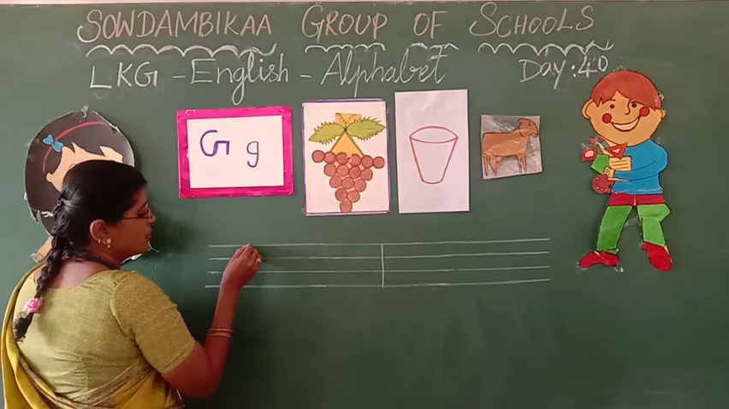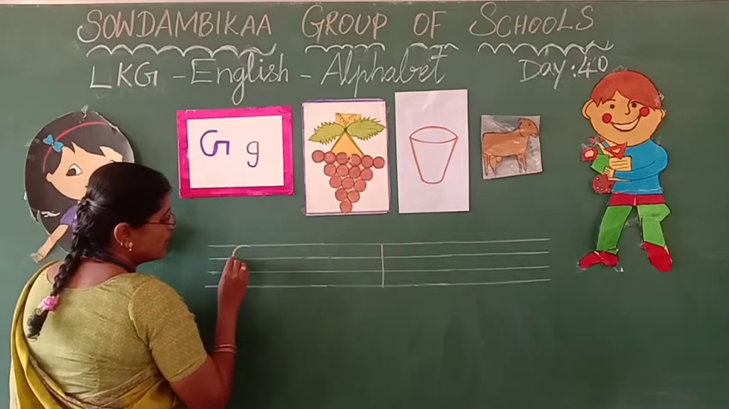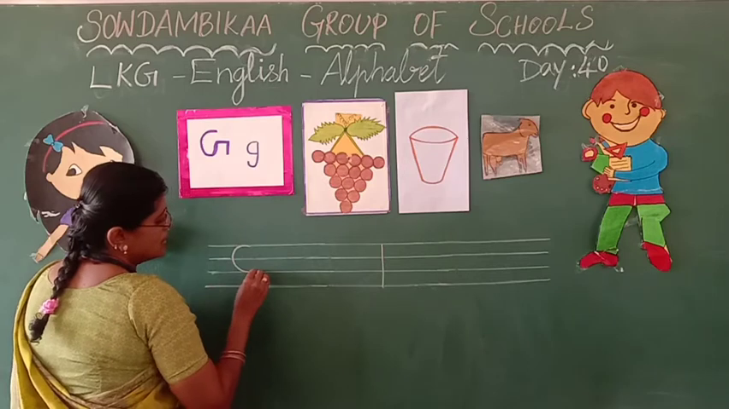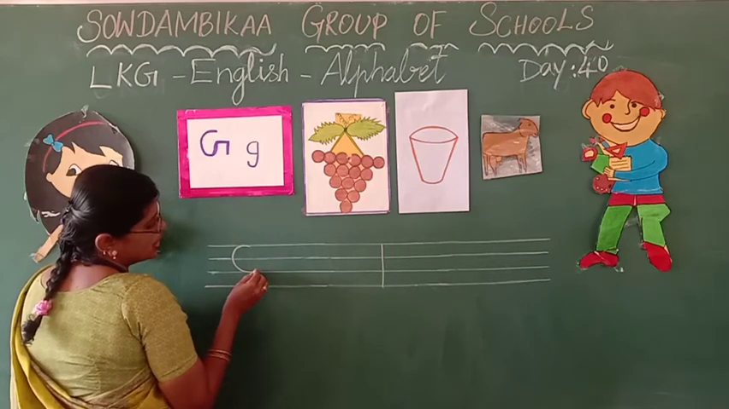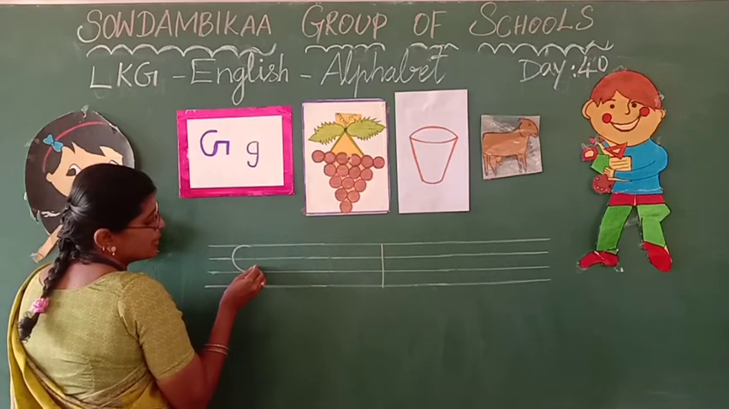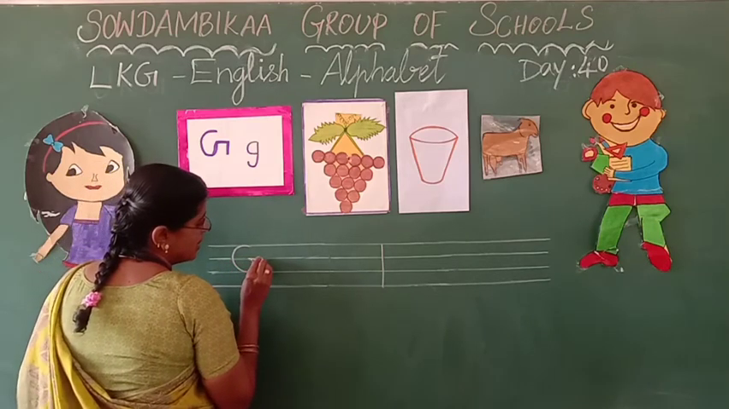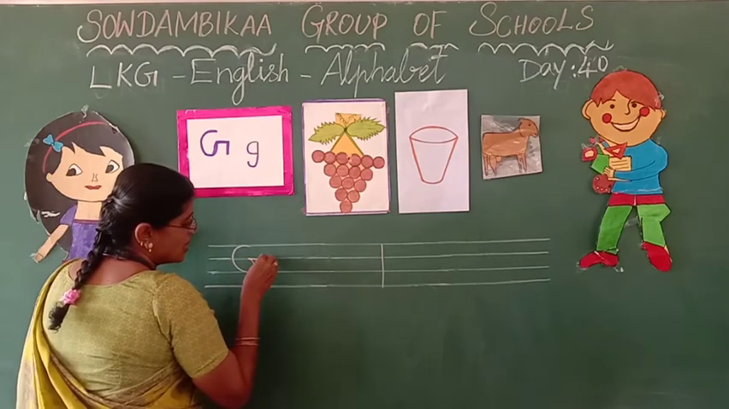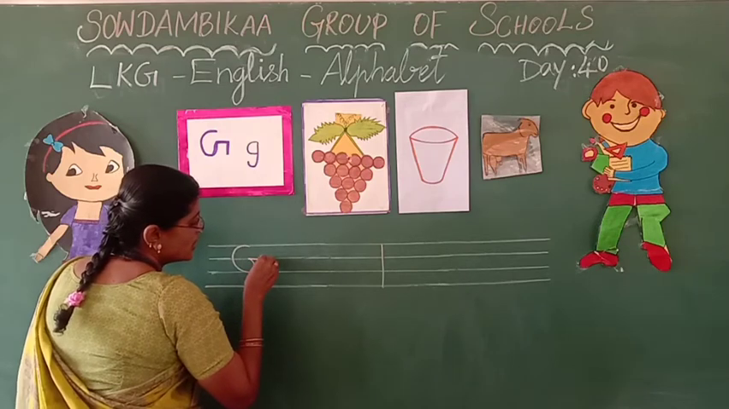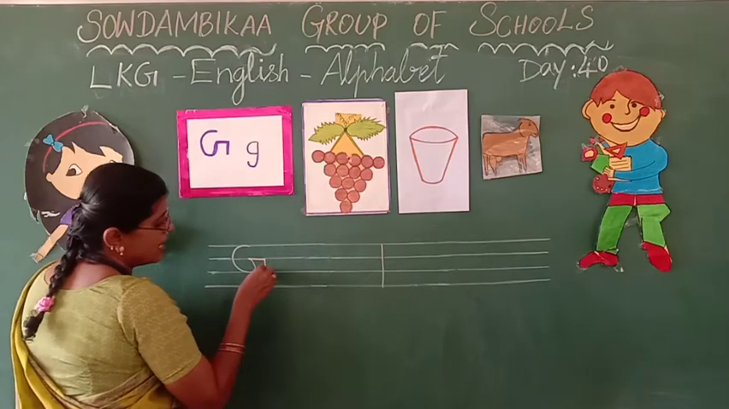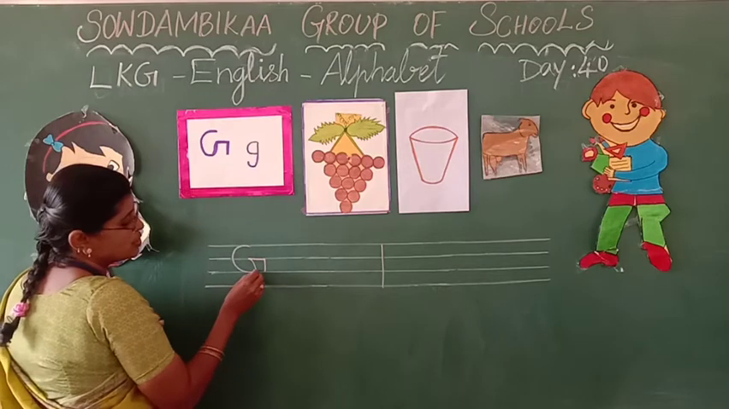Touch the red line to third blue line. Open curve. Next, join the closing curve, second blue line, then join the sleeping line, then join the second blue line to third blue line, standing line. Capital G.